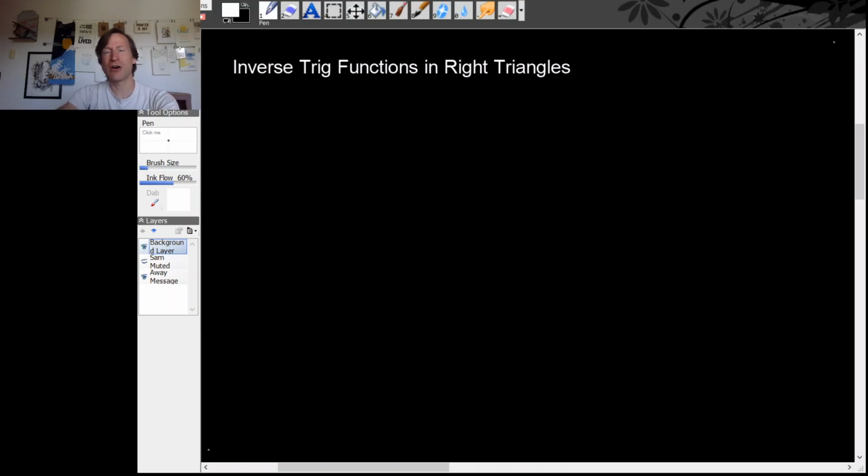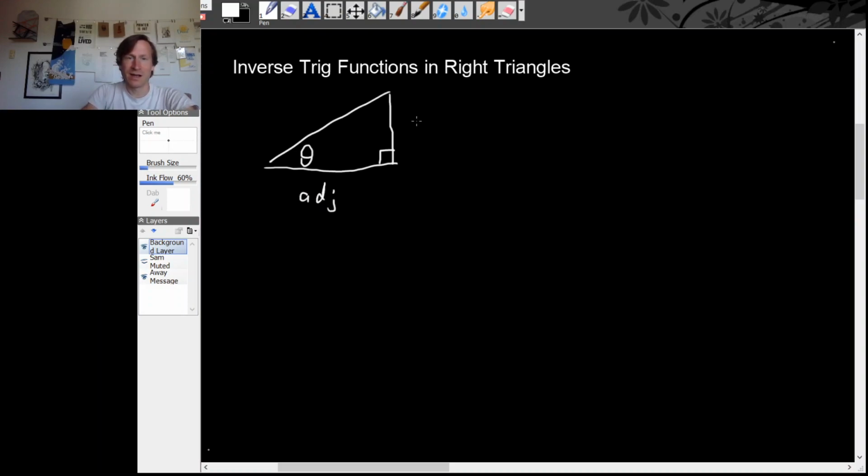Let's have a look at how inverse trig functions work when we're in a right triangle. So in a right triangle, something like this. Let's say this is the right angle, and the angle we're talking about is this lower left one instead of the upper right one. That makes the bottom side the adjacent side, and the opposite side is over here on the right. And the hypotenuse is opposite the right angle, of course.